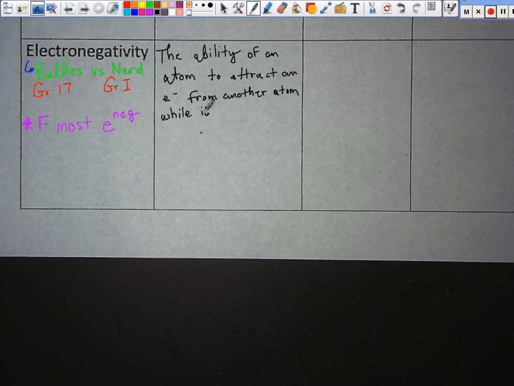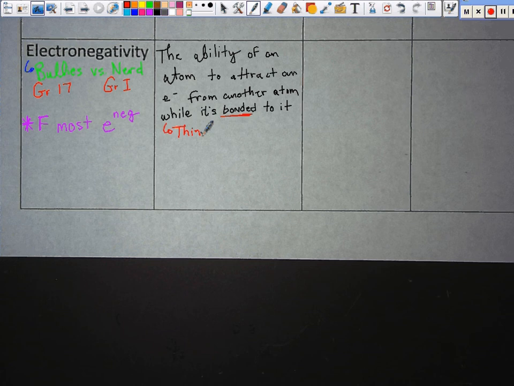Okay, so there's the definition of electronegativity. Please finish writing this down. The ability of an atom to attract an electron from another atom while it's bonded to it. And the key word here is bonded. So what I need you to think about is chemical bonding. Okay? Think chemical bonding.